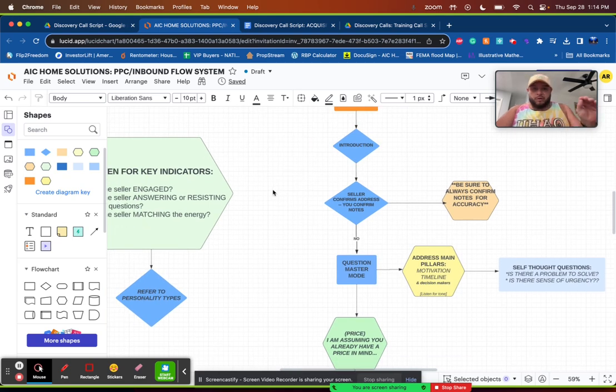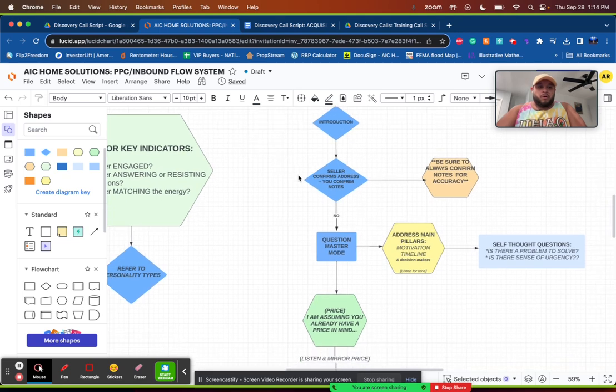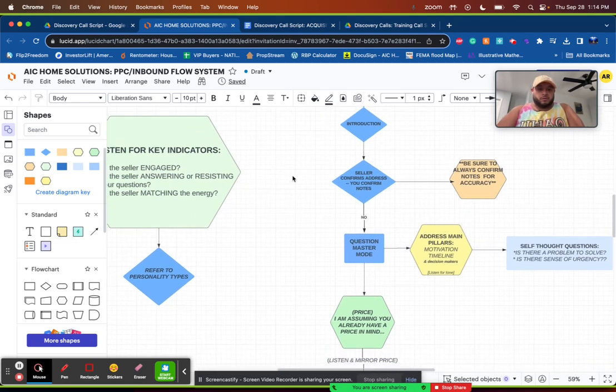We have a very precise way of doing that in order for us to all sound very similar and represent the company that we are calling from, letting them know our name, introducing ourselves to the seller, and already creating that rapport in order for them to have confidence going into the call.